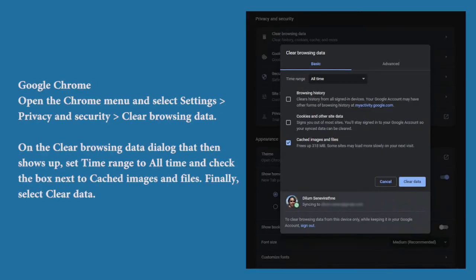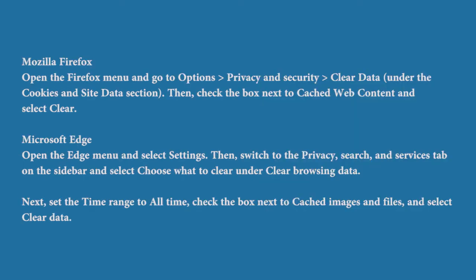Google Chrome. Open the Chrome menu and select Settings, Privacy and Security, Clear Browsing Data. On the Clear Browsing Data dialog that then shows up, set time range to all time and check the box next to cached images and files. Finally, select Clear Data.